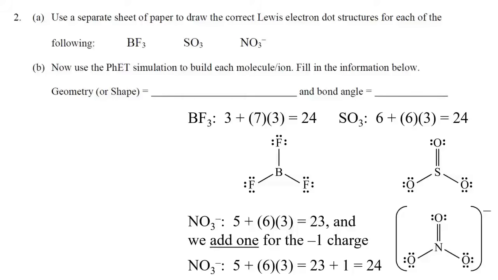Now, in the previous video, it talked about resonance. There actually are 3 different resonance structures for SO3 and for the NO3-, the nitrate ion. I'm just showing one of those 3 possible resonance structures. Part B, use the PhET simulation to build each molecular ion and then fill in the information for the geometry or the shape and the bond angle.